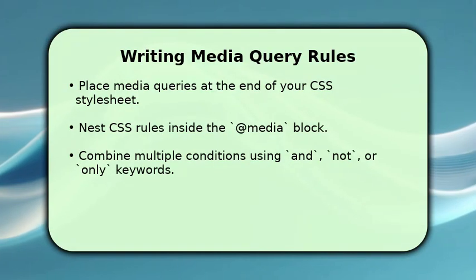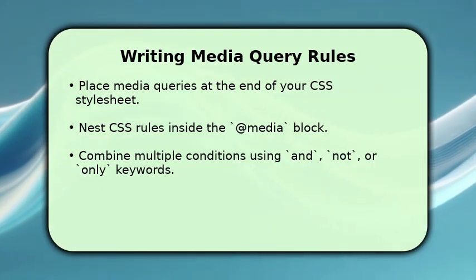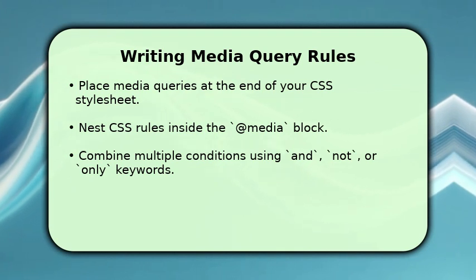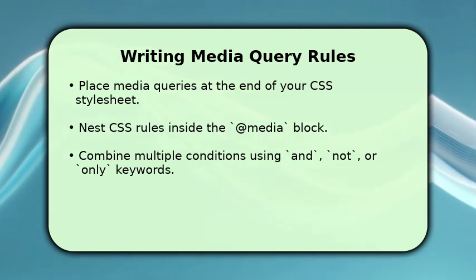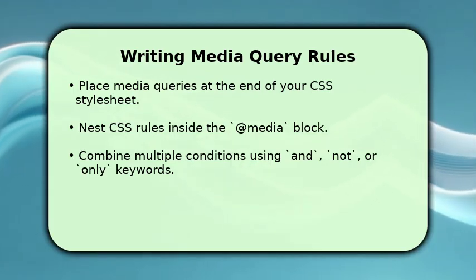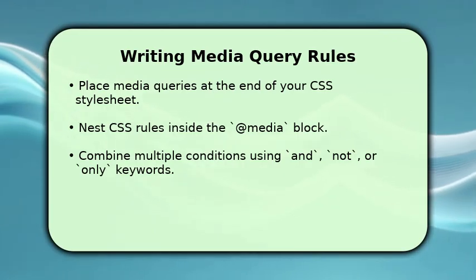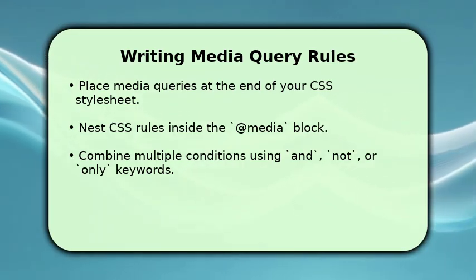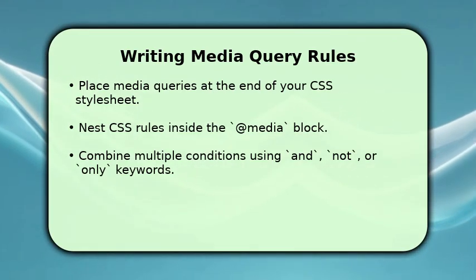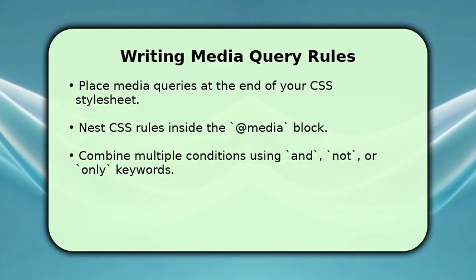To implement media queries effectively, it's a good practice to place them towards the end of your main CSS file. Inside the @media block, you'll nest the specific CSS rules that should apply when the conditions are met. You can also combine multiple conditions using logical operators like and, not, or only to create more precise targeting. For instance, for screens between 768 and 1024 pixels wide.